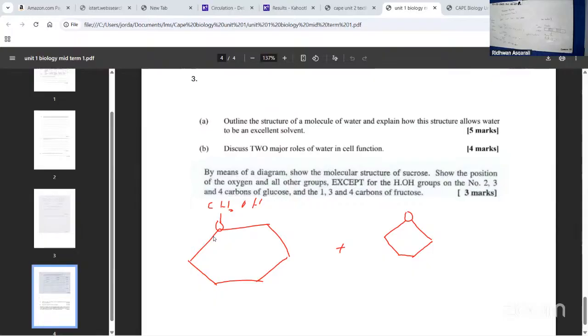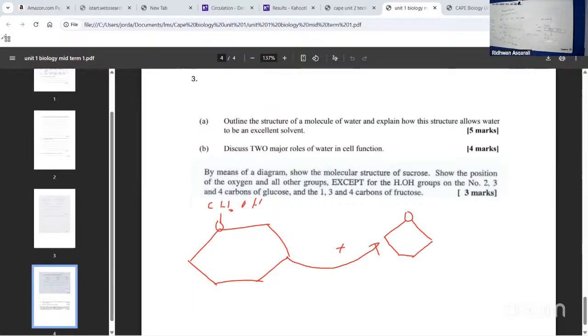So what is the linkage between glucose and fructose to form sucrose? What type of linkage? Right, it'll be alpha 1 to 2. So carbon 1 on the glucose would form a linkage with the second carbon on the fructose. One donates the OH, one donates the H, and you're just showing that linkage. Understand?